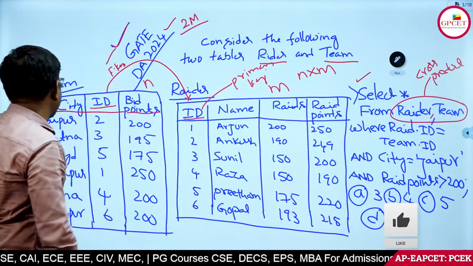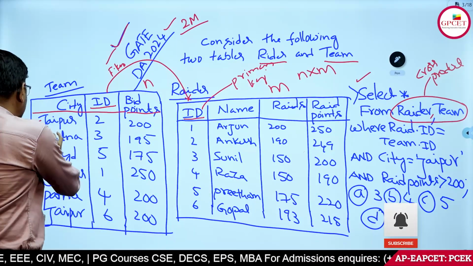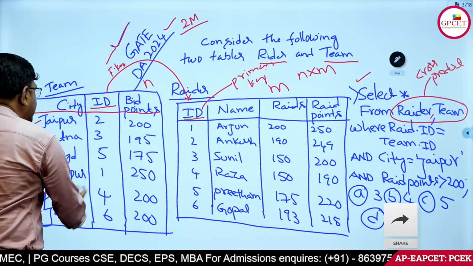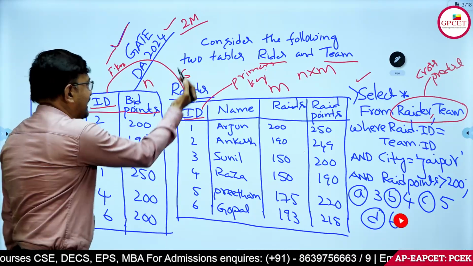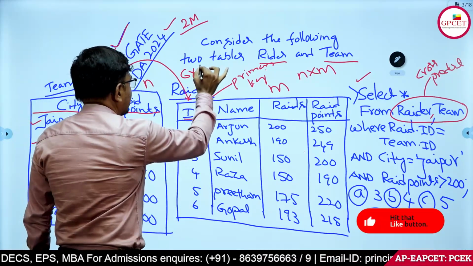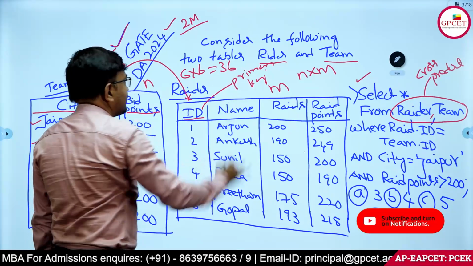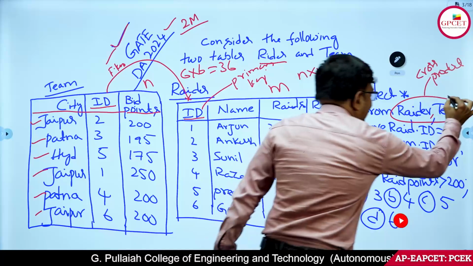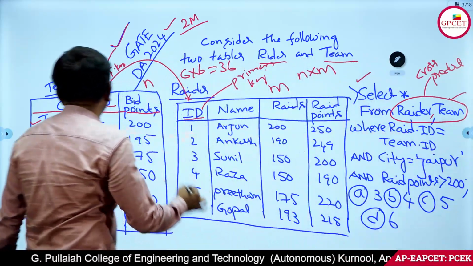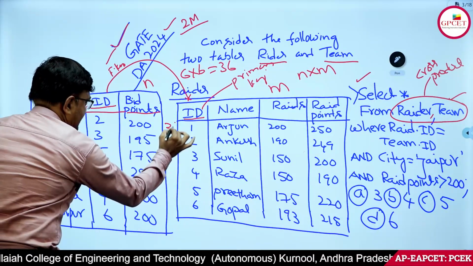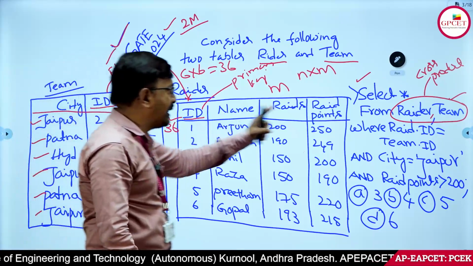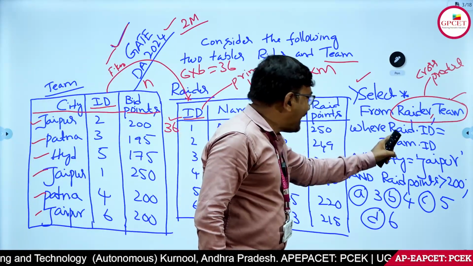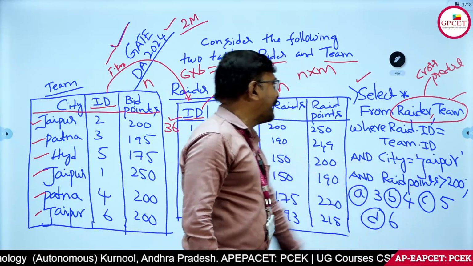What is the N table? That is team. How many rows does team have? 1, 2, 3, 4, 5, 6. 6 rows. And the rider table also has 6. That is 6 by 6, so we get 36 tuples in the output. Cross product output is 36 tuples. Then the condition where rider.id equal to team.id.